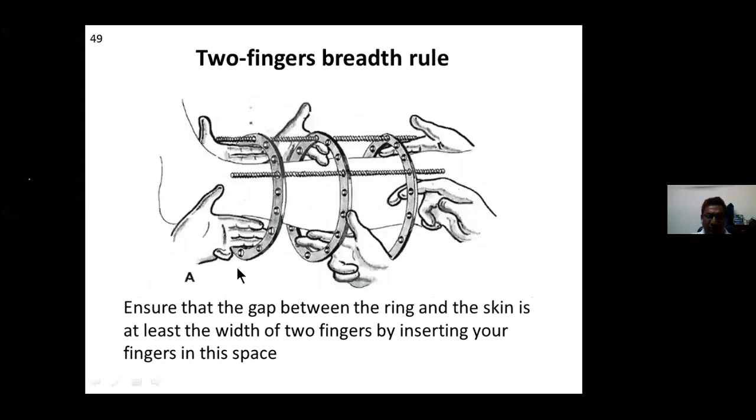Ensure at least 2 fingers wide gap by inserting your fingers in the space between the ring and the skin. It is very important when you select the ring. You should see that the ring must be larger than the circumferential skin size, because after operation, the swelling of the leg may be hazardous to the patient.